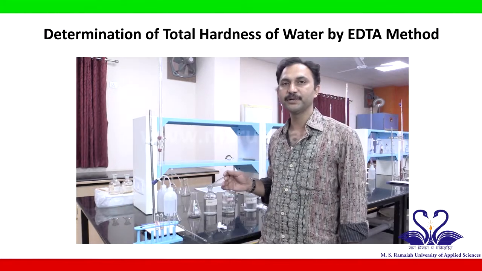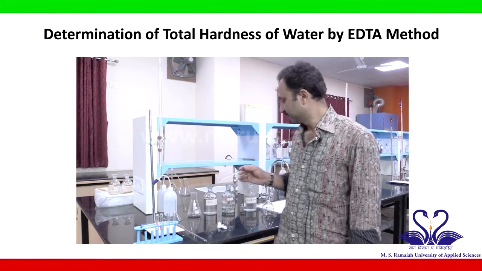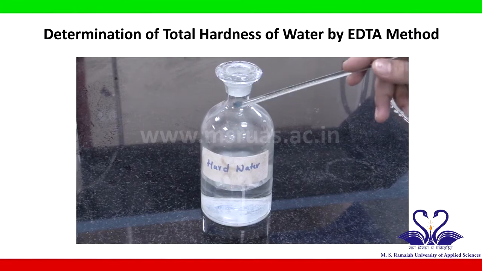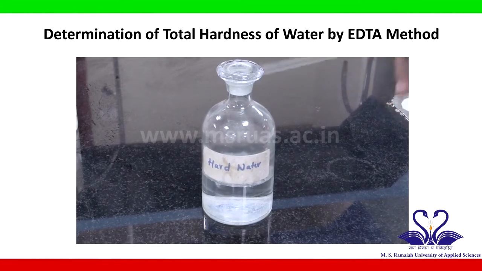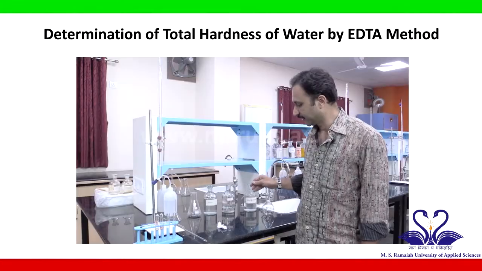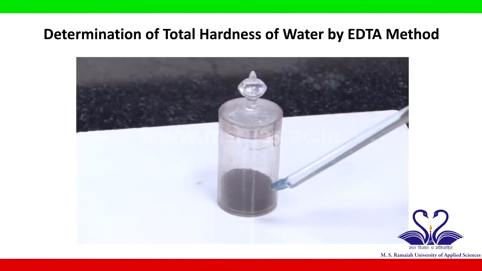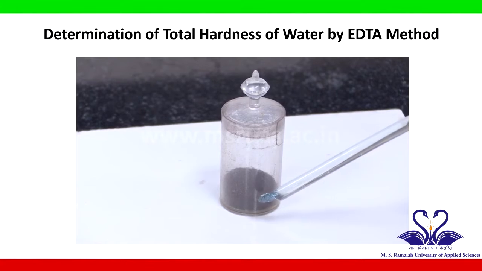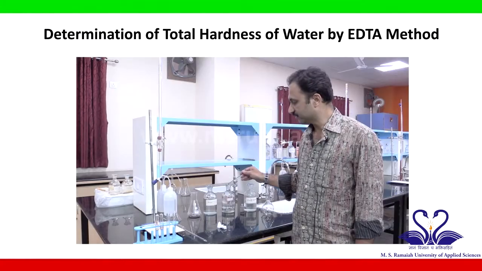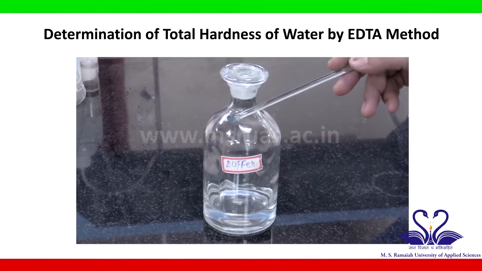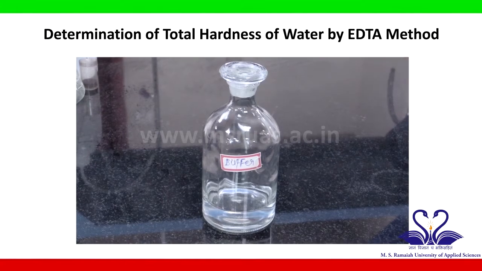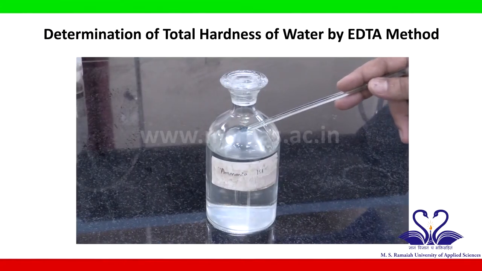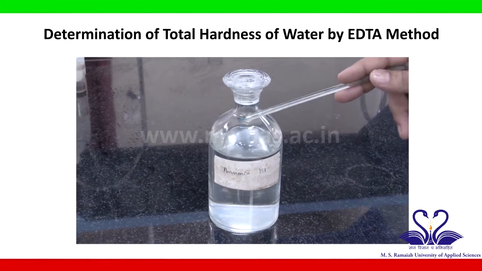The apparatus required to find out the hardness of water: we need a hard water sample to find out its hardness. An indicator, EBT, eriochrome black T. So this is also a complexometric titration. Buffer solution to maintain the pH of the hard water sample. Ammonia solution, 1:1 ammonia, to increase the solubility of EDTA.